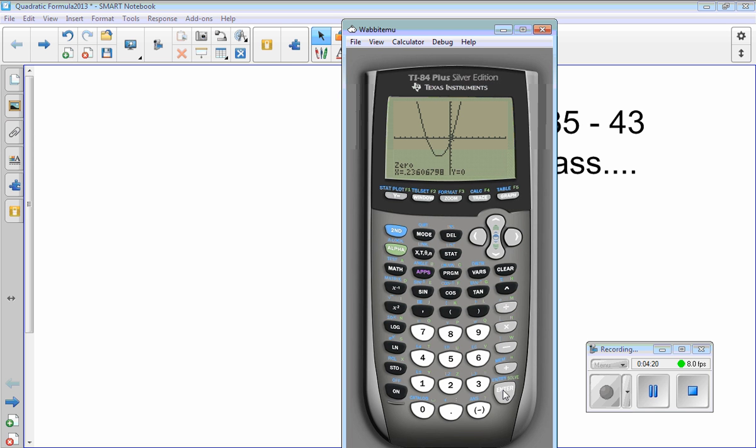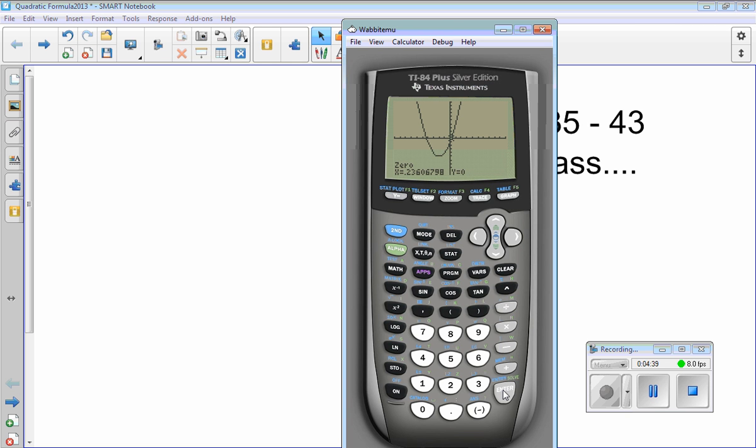So you're just going to be marking the root on either side. 0.236 is what I got. Did you get that too? Hopefully. Did you guys get that? No. Make sure that you're using the same equation and make sure you're looking at the right-hand root.